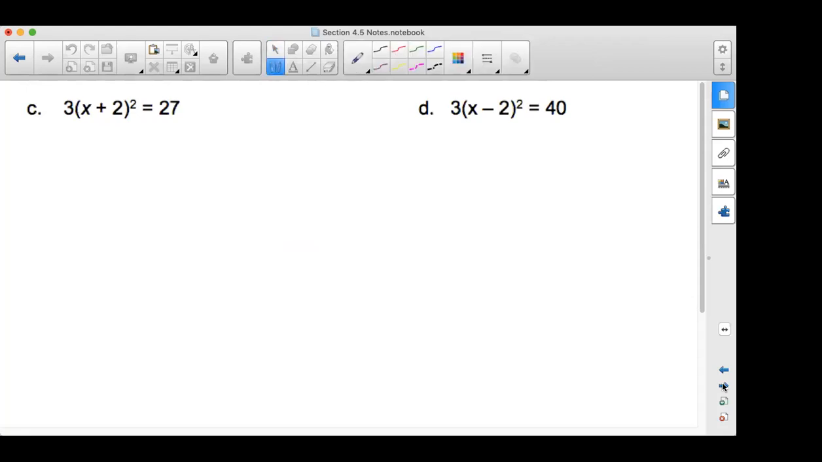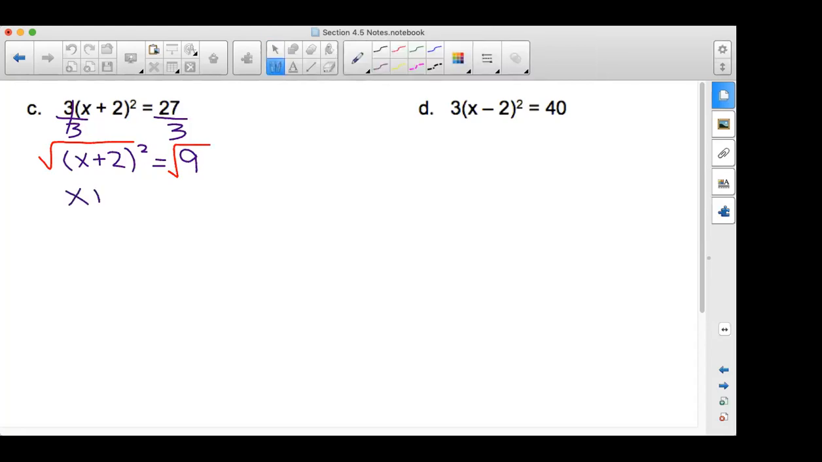Alyssa, what's the first step you took for part C? I divided each side by 3. Good. So we are left with x plus 2 squared equals square root of 9. Or it would be plus or minus root. Yes. And now what are we gonna do? You can take the square root of each. Perfect.